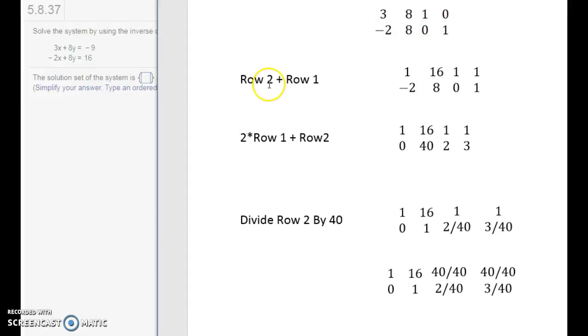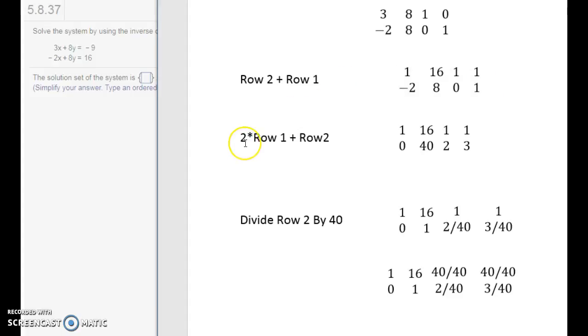So first I'm going to do row 2 plus row 1. So just add the second row to the first one. Negative 2 plus 3 is a positive 1. 8 plus 8 is 16. 0 plus 1 is still 1. 1 plus 0 gives me a 1.